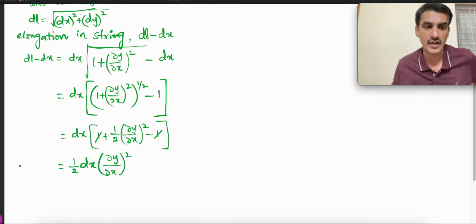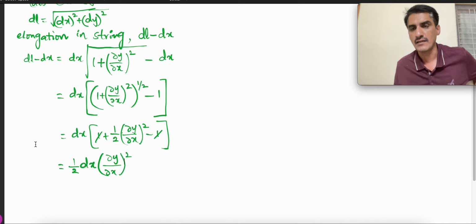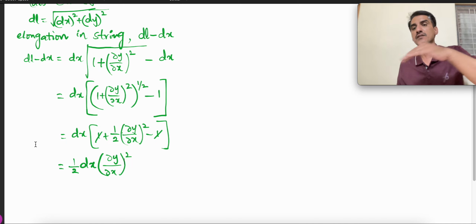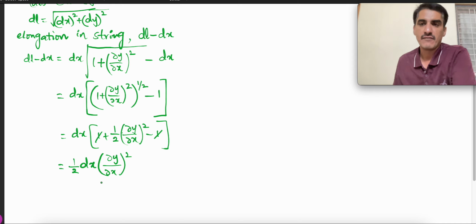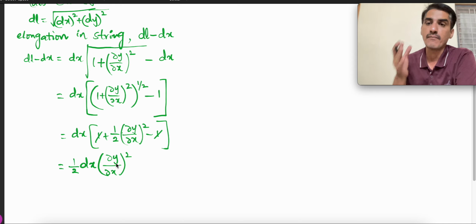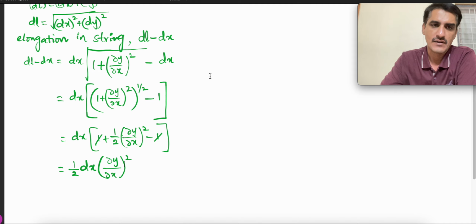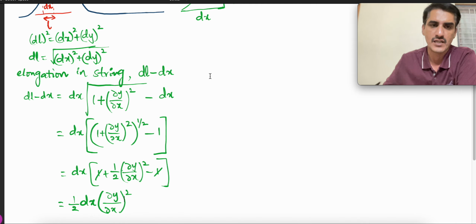This is what? The elongation in the string, dl minus dx. Why has the elongation happened here? Because of the propagation of wave through the string. And because of this elongation, it possesses some potential energy. Now let us write that potential energy equation here.